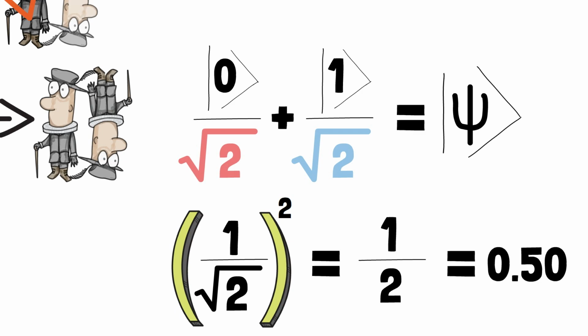So alpha squared equals 0.5 and beta squared equals 0.5, which is where the 1 over root 2 in the equation comes from. So you can see how the notation tells us what the probability of each state in the superposition is, and how we can represent that on the Bloch sphere.